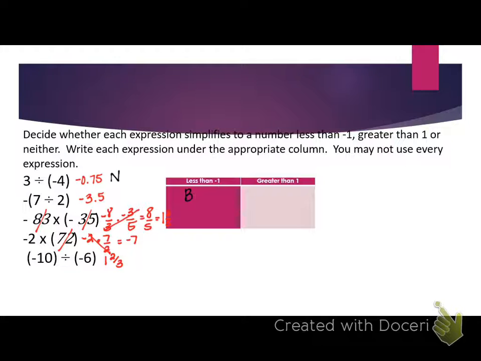For C, our negative 8/3 times negative 3/5, that would give us 1 3/5, which is greater than 1. For D, we have negative 7, which is less than -1. And our E option that we came up with is 1 2/3, which is greater than 1. So we have one option that was neither, and the other 4 fit into our chart.